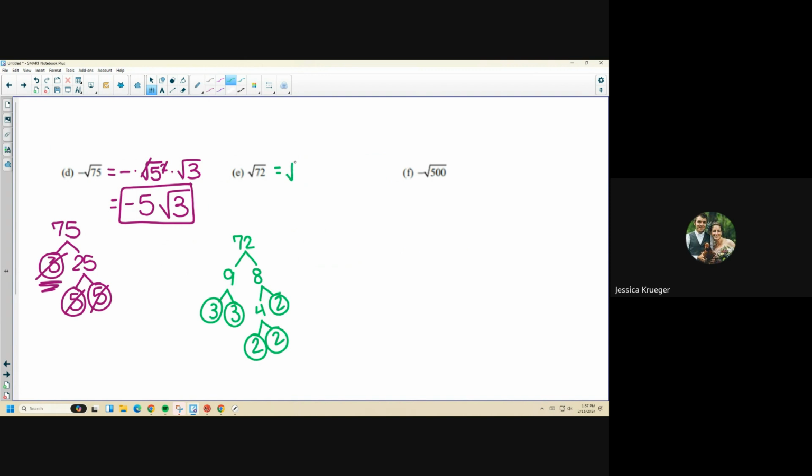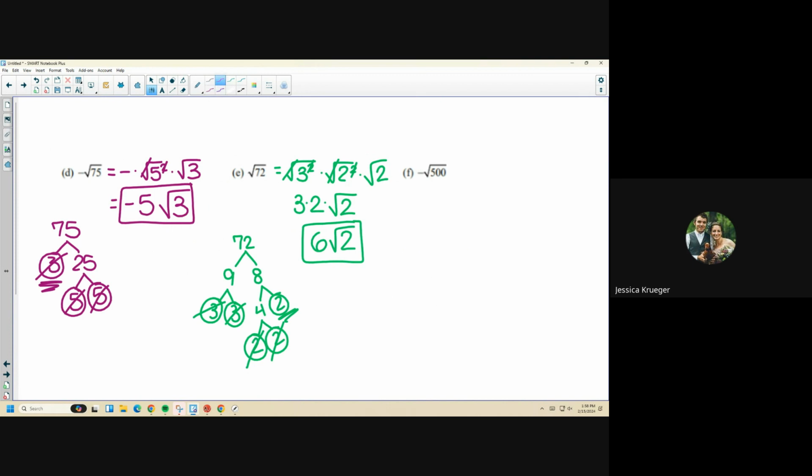So I'm going to see if I've got some pairs. I do. I've got 2 3s, so that's a 3 squared. Then I've got 2 2s, so that's a 2 squared. And then there's still this one last 2 hanging out, so I'm going to leave it radical 2. Square root of 3 squared is 3. Square root of 2 squared is 2. And then I've got this radical 2 that I cannot simplify. 3 times 2 is 6. So this simplifies into 6 radical 2.